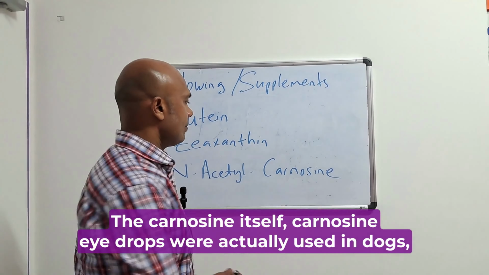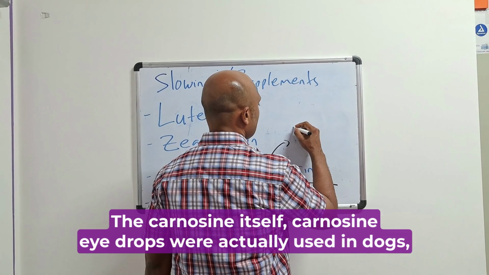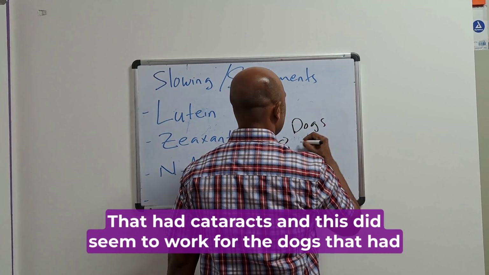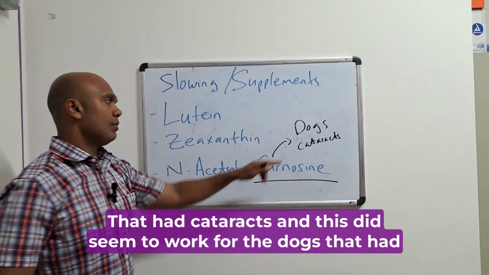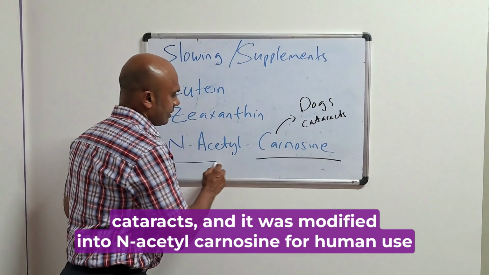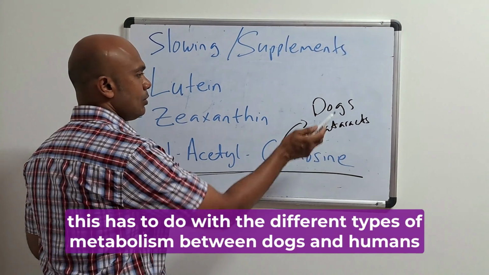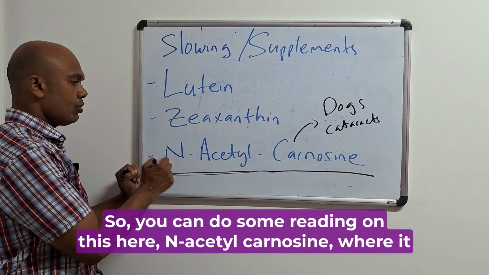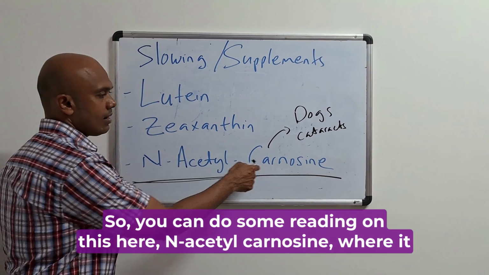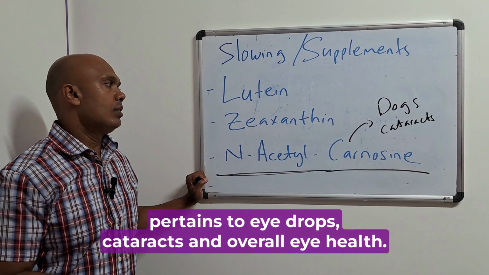Carnosine eye drops were actually used in dogs that had cataracts. And this did seem to work for the dogs that had cataracts, and it was modified into N-acetylcarnosine for human use. This has to do with the different types of metabolism between dogs and humans. So you can do some reading on N-acetylcarnosine, where it pertains to eye drops, cataracts, and overall eye health.